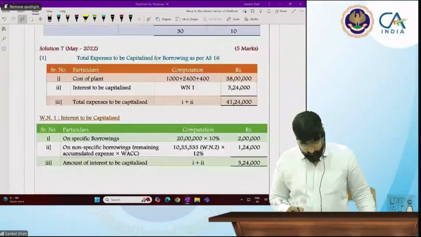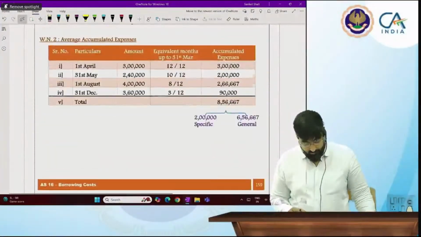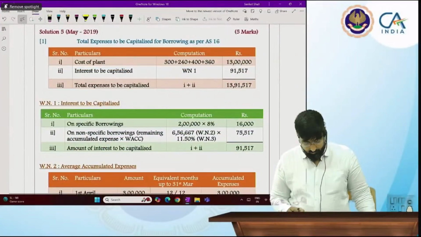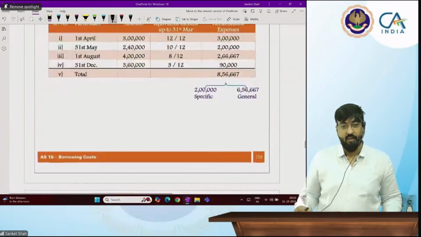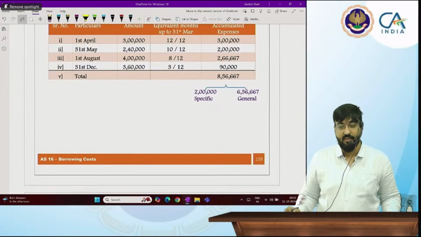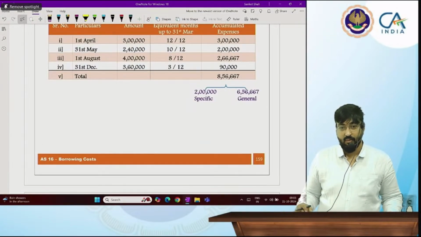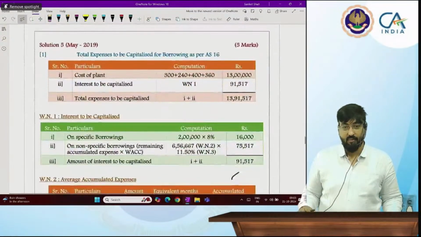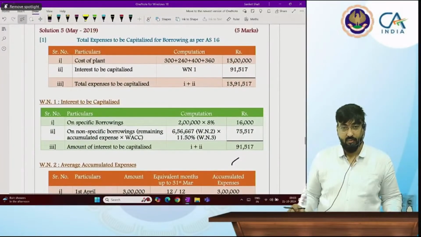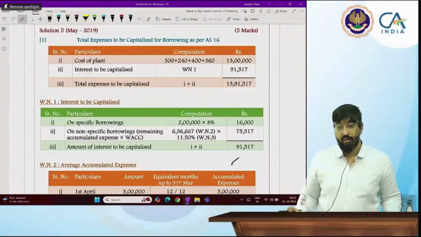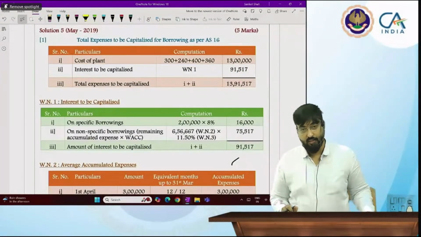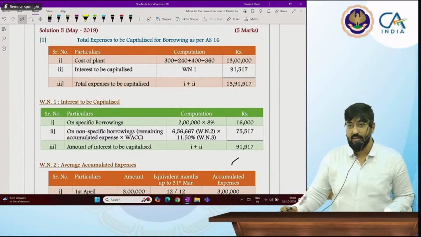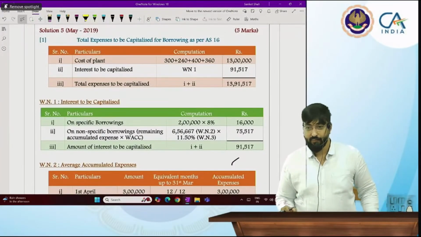Wait. Chalo, what is the question 5 answer? 91,555, sir. Yes, 91,517. How many digits you have taken? 656. Your accumulated expenses is 856,667. Yes, sir. Same answer. So 11.50 is the weighted average interest. Same, sir. Okay. 13,91,517 is the correct answer. Yes, sir. Okay. Chalo.